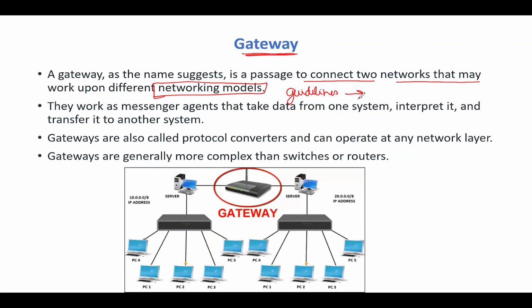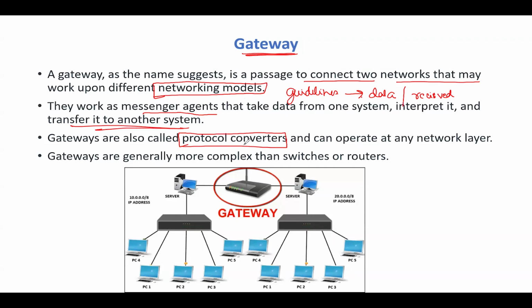Guidelines for what? Guidelines for data transmission or receiving data: how the data has to be received or how the data has to be transmitted. Those guidelines might vary. In such cases, we will use a gateway. Gateways work as messenger agents that take data from one system, interpret it, and transfer it to another system. Gateways are also called protocol converters because they deal with different guidelines.